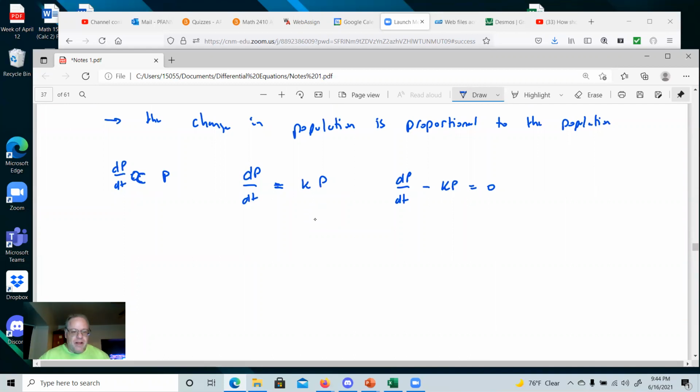Okay, so say we have an initial population of rabbits, and in 1 year's time, we're going to start with P sub 0 bunnies, and in 1 year we're going to have 120% of the initial.